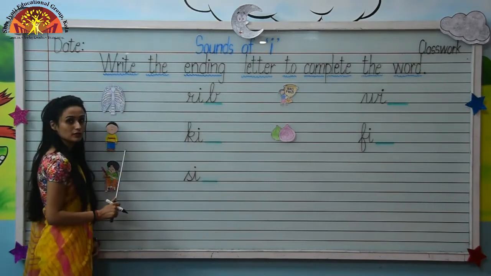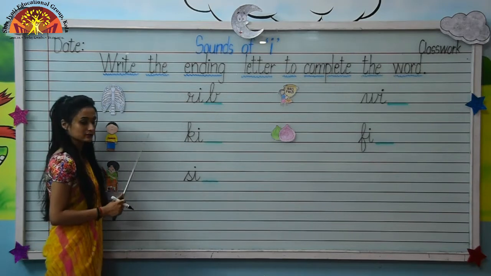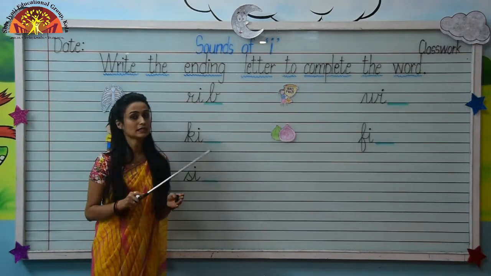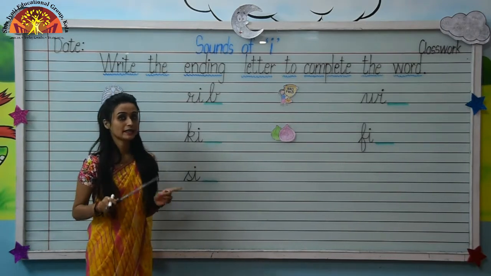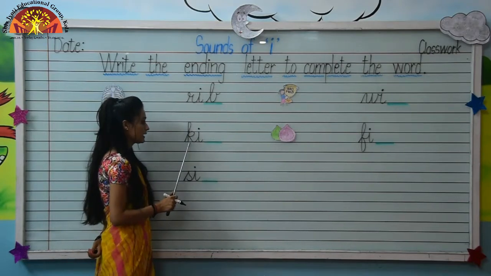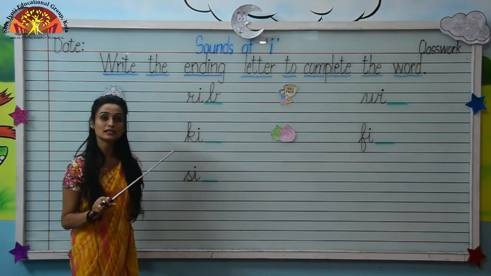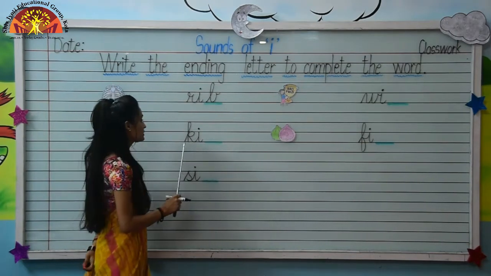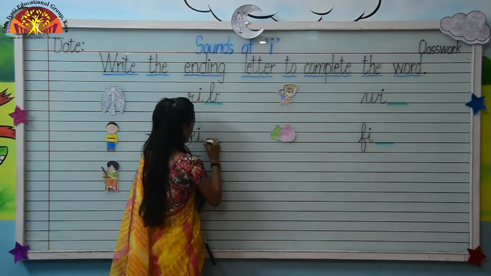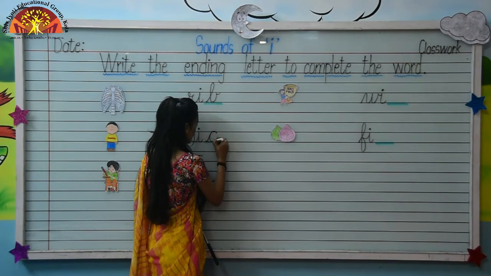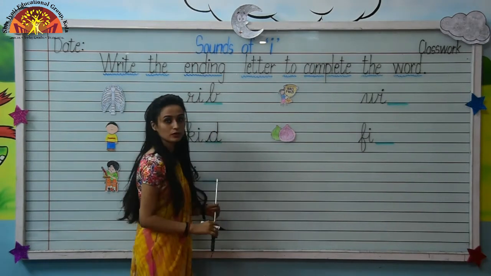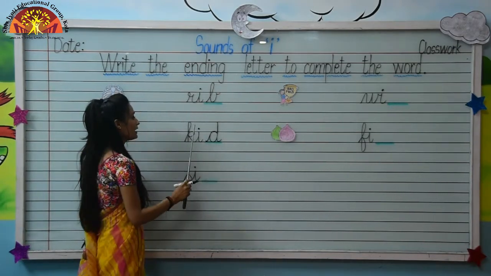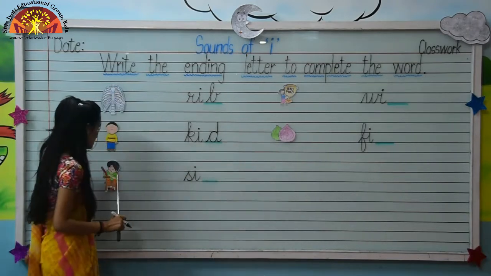Come on, the next one. What is this? He is a kid. What is the spelling of kid? The spelling of kid is K-I-D, kid. As you can see, K-I is already written. Which letter is missing? Letter D is missing. So let's complete the whole spelling. We have to write letter D over here like this. The whole spelling is K-I-D, kid.